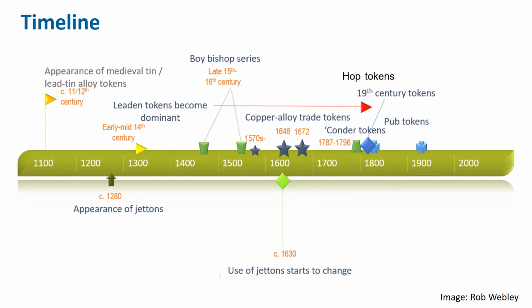Turning now to jettons, which are at the bottom of the diagram, the story is somewhat less complicated. Jettons appear on the scene in England towards the end of the 13th century. Made from copper alloys, they continue right the way through to the 18th century. But around the middle of the 17th century, there is a gradual shift in their function.